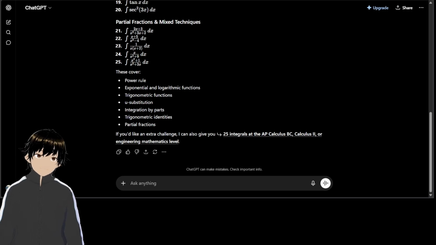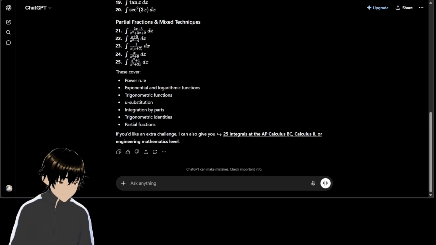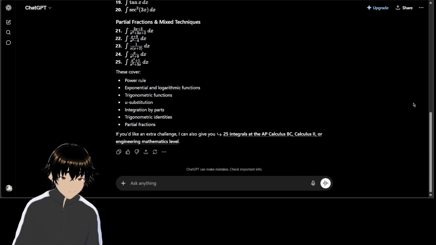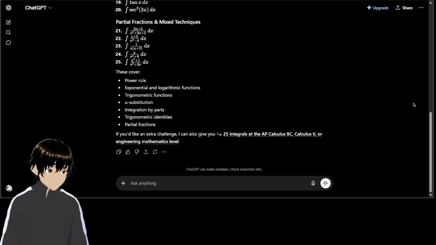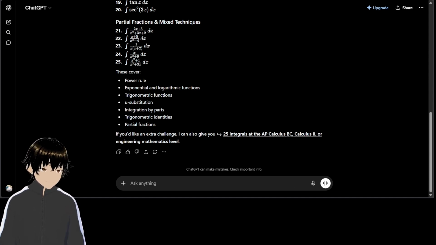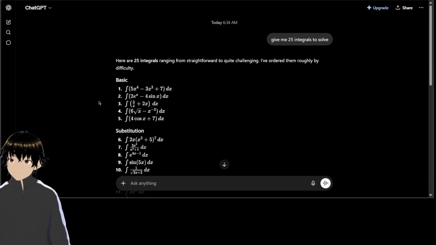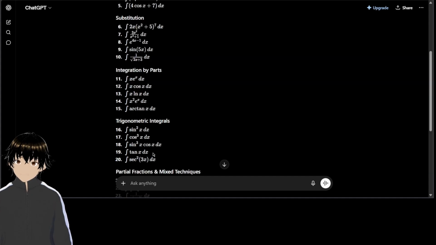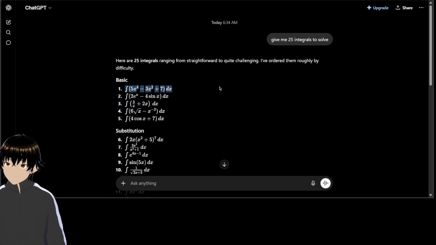Hey everybody, so we're just going to be solving some integrals right here. Let me just fix my computer. Okay, so we're just going to be solving a little bit of integrals right here. We have 25 integrals, so let's just start.